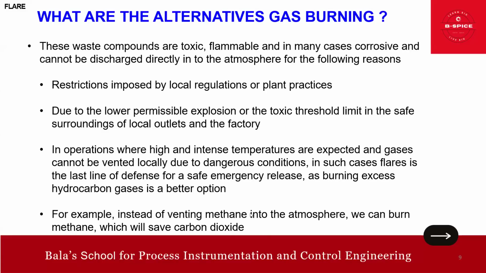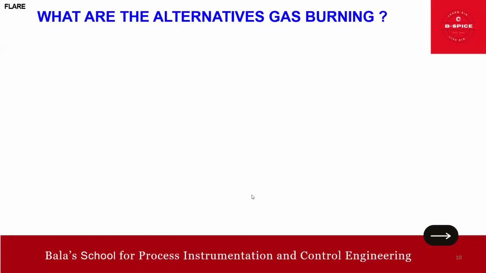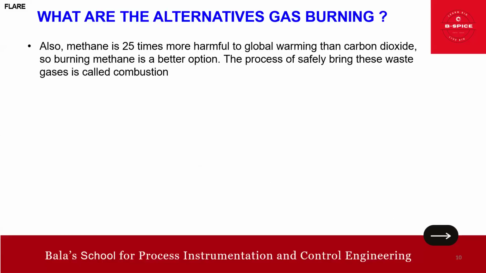So for example, instead of venting methane into the atmosphere, just imagine, without burning, we can burn methane, which will save carbon dioxide. Also, methane is 25 times more harmful to global warming than carbon dioxide. So that is the point. Burning methane is a better option.